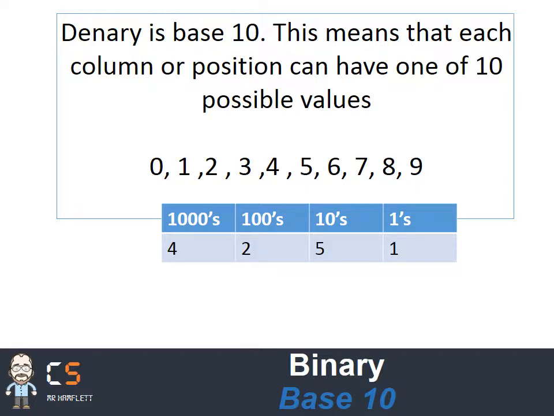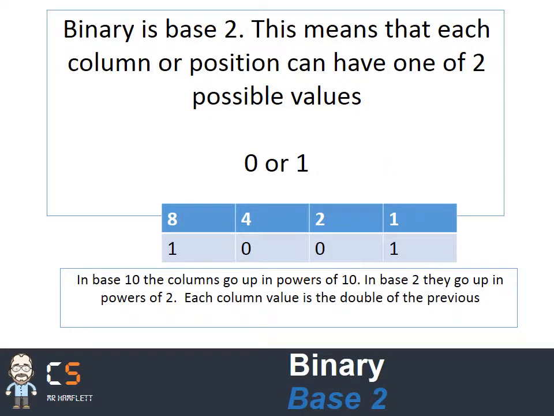Denary, our normal numbering system, is base 10. It's called base 10 because there's 10 possible values for each digit. Okay, so starting from 0 all the way. In binary, we call it base 2 because there's only 2 possibilities. Now, instead of having 1,000, 100, tens, and ones, we've actually got 1, 2, 4, and 8.